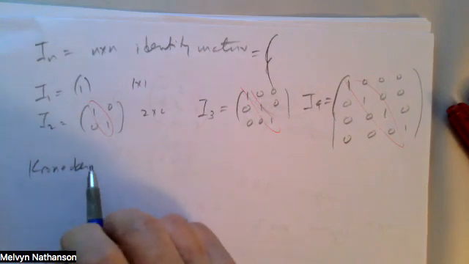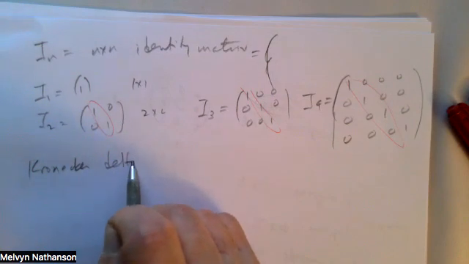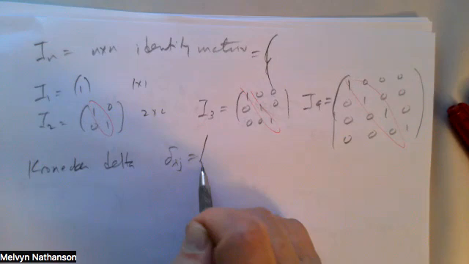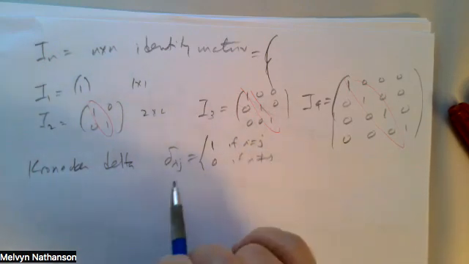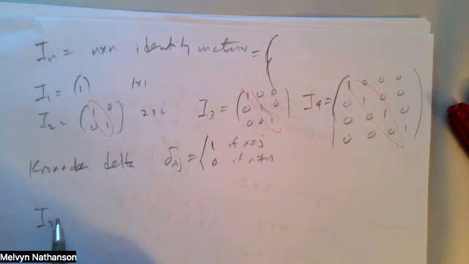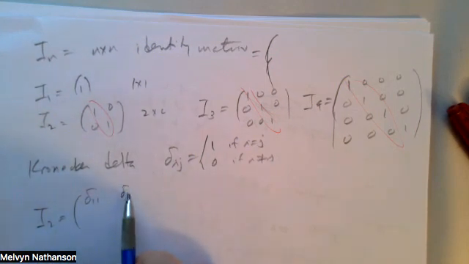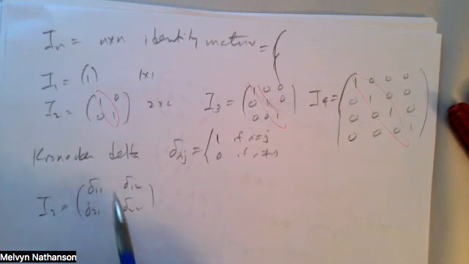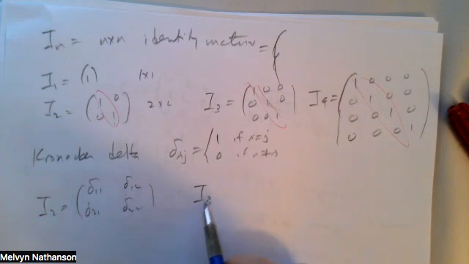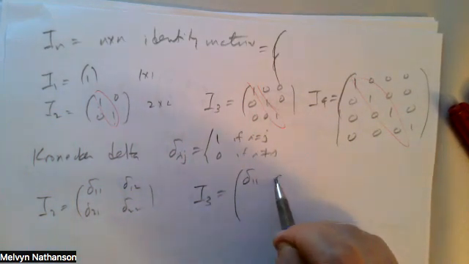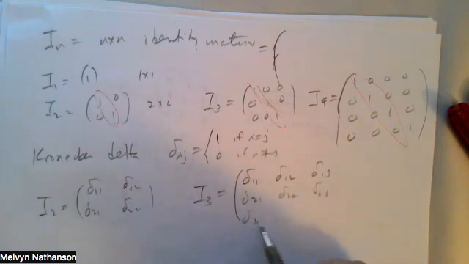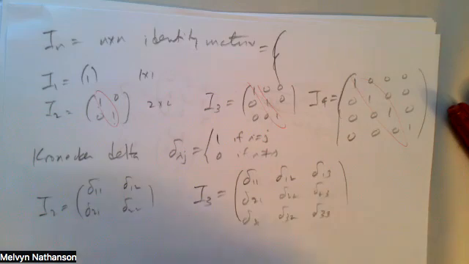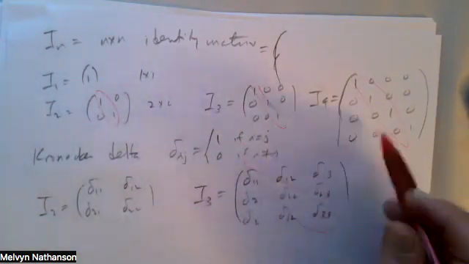There's a very important function called the Kronecker delta, delta ij. This is defined to be 1 if i equals j, and 0 if i is different from j. So, for example, I2 could be written as delta 1,1, delta 1,2, delta 2,1, delta 2,2. Where the subscripts i and j are the same, you have a 1. Where they're different, you have a 0. Or I3 could be written as delta 1,1, delta 1,2, delta 1,3, delta 2,1, delta 2,2, delta 2,3, delta 3,1, delta 3,2, delta 3,3. Where the subscripts are the same, you have 1s. Everywhere else, you have 0s.